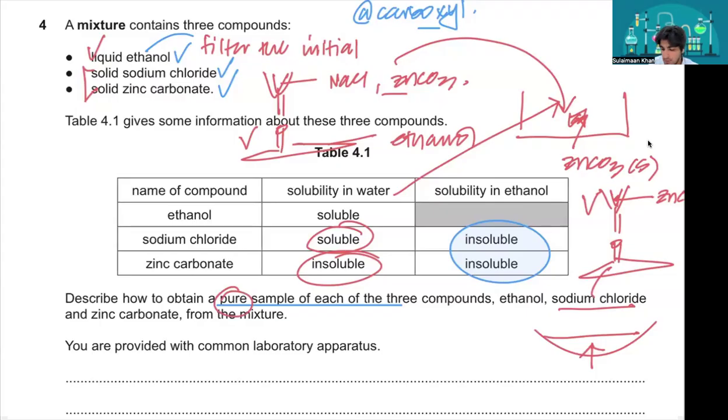So what do you do? You heat it till the point of crystallization, for H2O to be evaporated and NaCl solid is obtained. Dry it with filter paper.